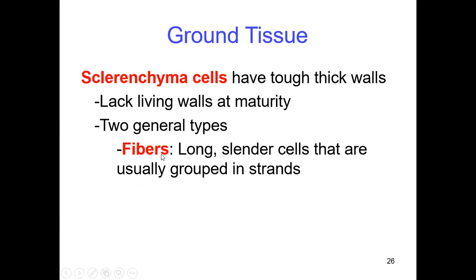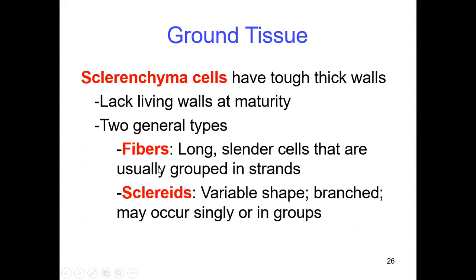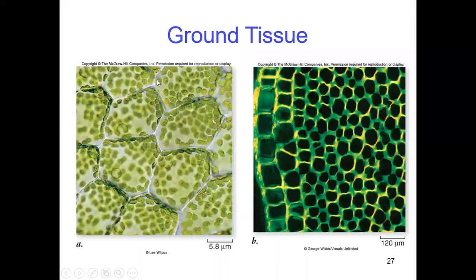Generally two types: one is called fibers, another is called sclereids. If you see the fiber structure, it is long, slender, and if you see the sclereids, variable shape, branched, mostly occurring singly. Fibers occur in groups, while sclereids occur singly as well as in groups here. So this is the ground tissue here.